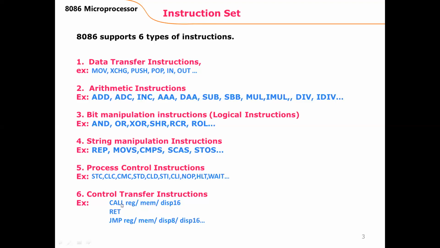Call and return are used for subroutine operations. Subroutines are small sets of instructions which are written in the memory somewhere else, which we can recall during the execution of the program. This we have already discussed in much detail in the case of the 8085 microprocessor, call and return.